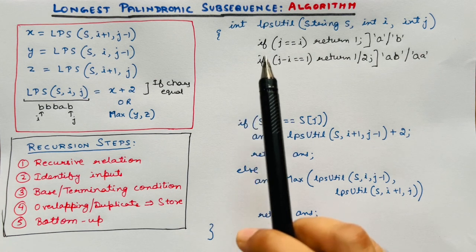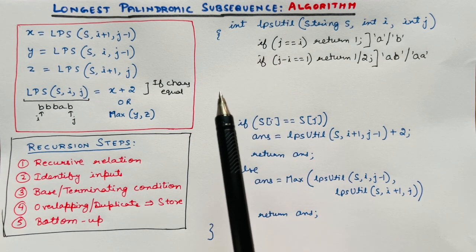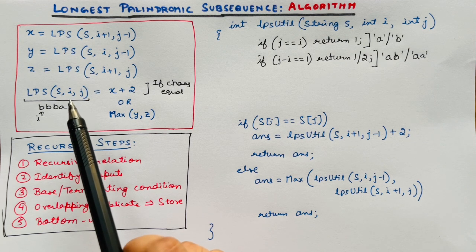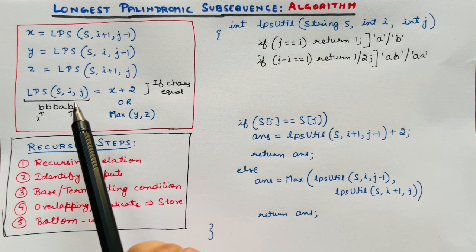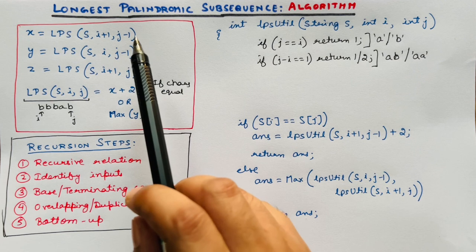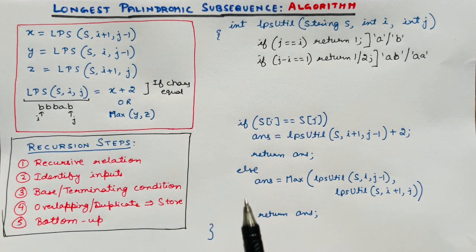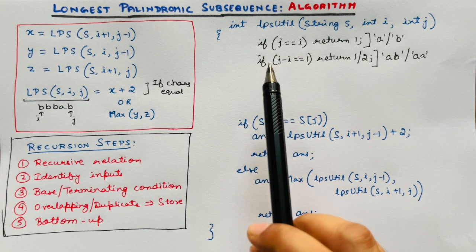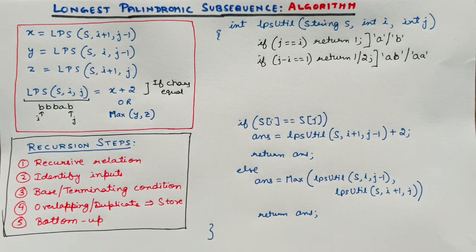Because consider if we had only included length 1 and here we were at, let's say, length 2, then it is possible that for solving this length 2, we would have gone to length 0. Then recursion would have never ended. That is why in the base condition we are taking both length 1 and length 2. Now this is a perfectly working solution. It will work just fine and will return us the length of the longest palindromic subsequence.